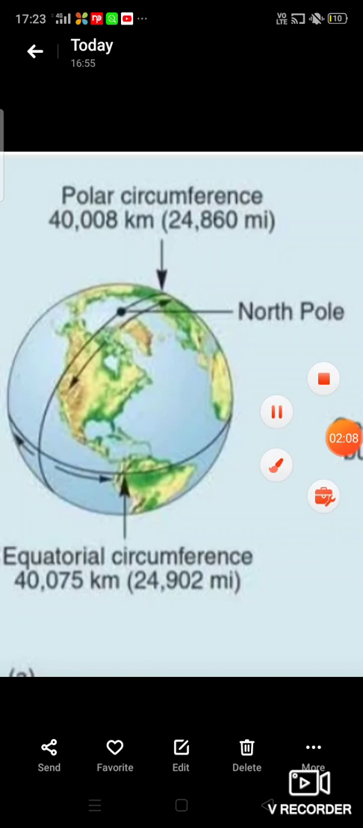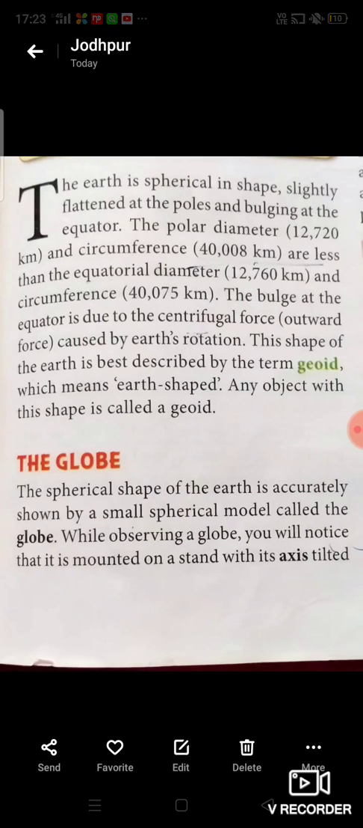circumference. Now the bulge at the equator, bulge means a round bend at the equator, is due to the centrifugal force. Centrifugal force means outward force which is caused by the earth's rotation. When the earth rotates, it makes a centrifugal force due to which a bulge is created at the equator. The shape of the earth is described as a geoid shape. Geoid shape is the same as a sphere shape. Any object with the earth's shape is called a geoid.